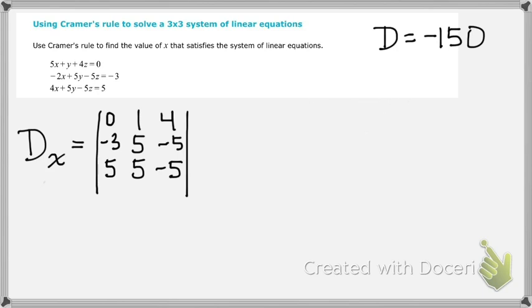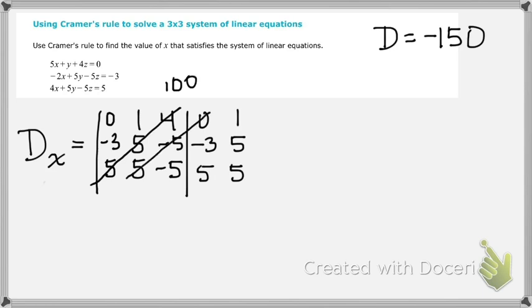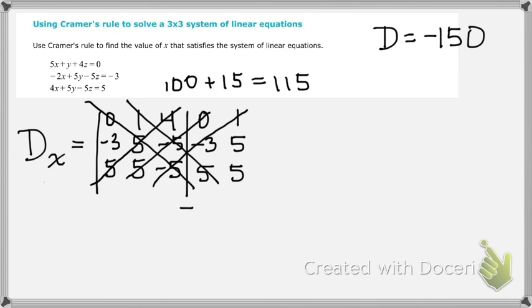Give myself room here. Remember, we rewrite the first two columns, like so. And then we multiply on the diagonals. So 25 times 4 is 100. This one's going to come out to 0, because I've got a 0 there. And then I've got plus 15. So that'll be 115 up there. I've got a 0 in that diagonal. On this diagonal, I've got minus 25. And on here, I've got 20 times negative 3. That'll be minus 60, right? So that'll be negative 85.